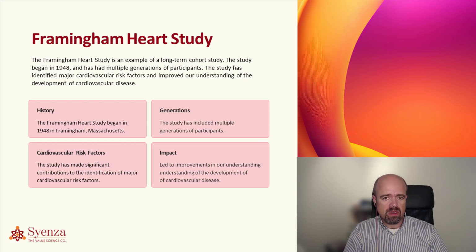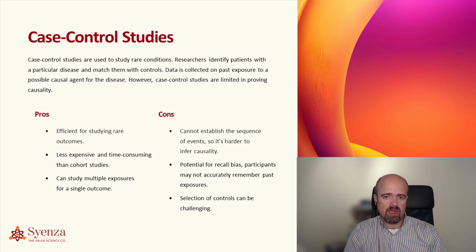The next type of study that I want to talk about is case control studies, and they are another important type of study. In these studies, researchers identify patients with a particular disease or condition and match them with controls who don't have the disease. They then collect data on past exposure to a possible causal agent for the condition or the disease. This type of study is particularly useful for studying rare conditions. However, it's important to note that case control studies can't prove causality. Just because two things are associated with each other doesn't mean that one caused the other.